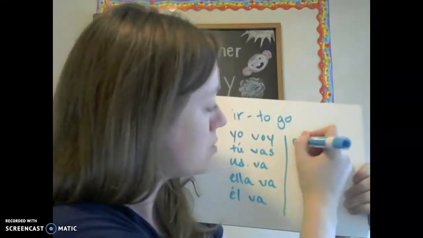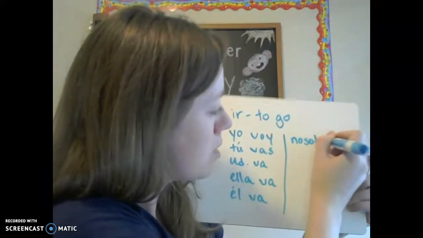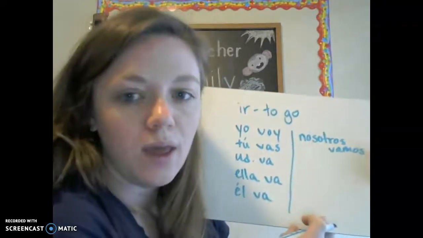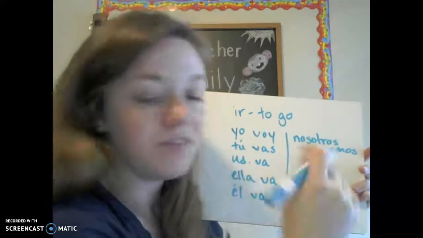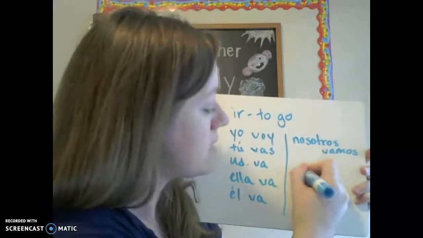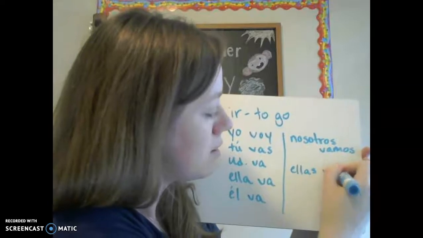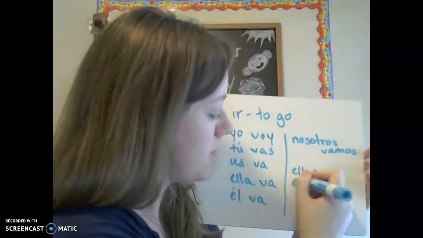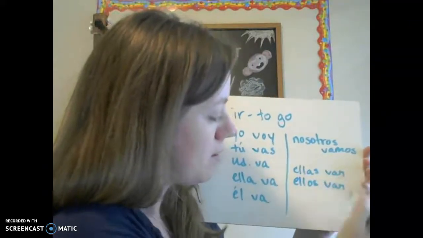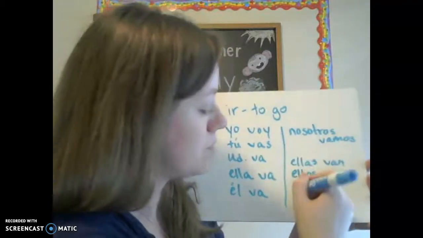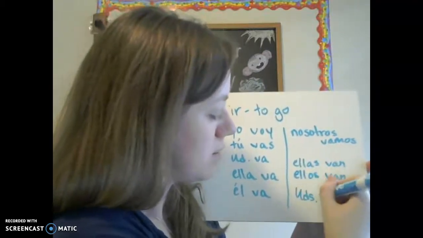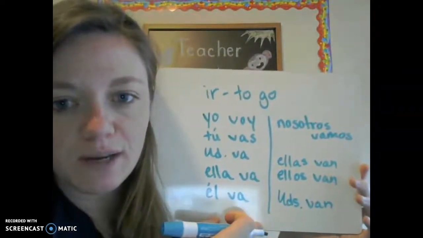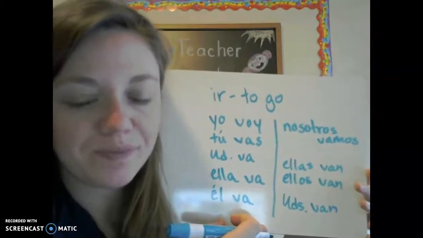We go, nosotros vamos. And they go, if they're a group of only girls, we can say ellas van. They go, if it's a group of only boys or mixed boys and girls, we say ellos van. And then you all go, ustedes van. Okay, so there are all the conjugations. Hopefully you've already taken notes on this, but this is a quick review as well.